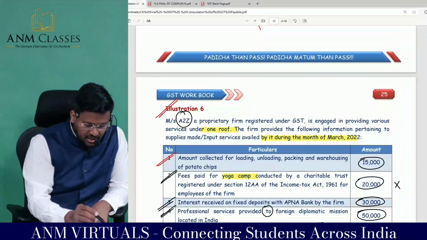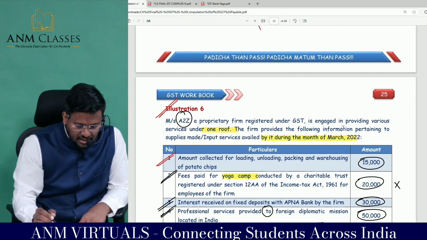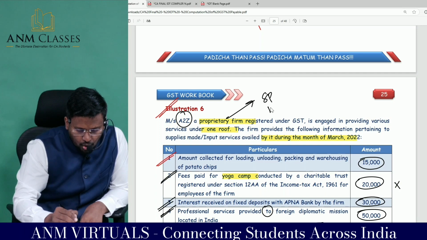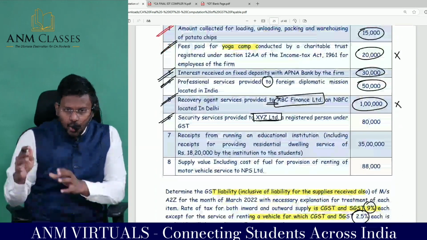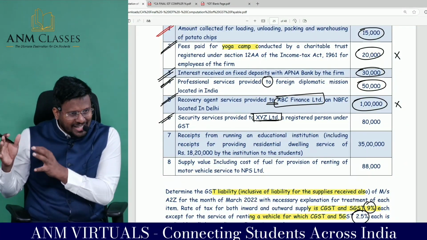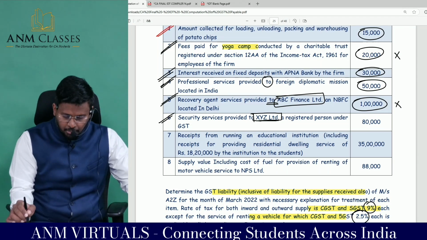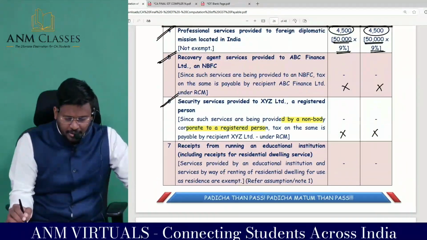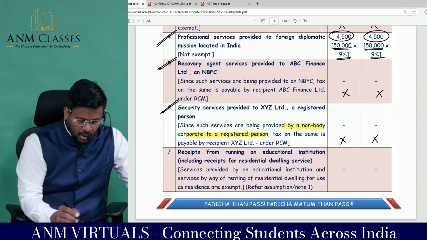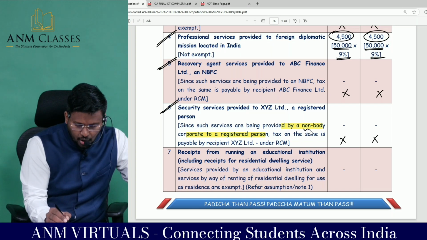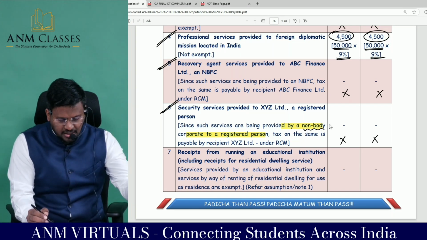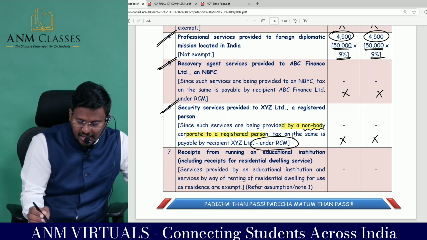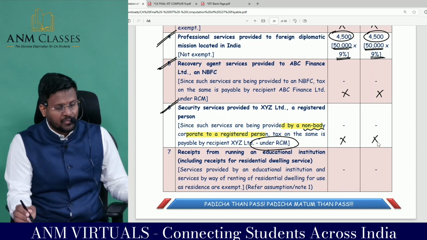So, look at the wording here. Messrs A to Z, a proprietary firm. So, the service provider is not a body corporate. So, a non-body corporate has provided security services to a body corporate. Registered person being body corporate, they are the person who are liable to pay tax on RCM basis. So, since such services are being provided by a non-body corporate to a what person? Tax on the same is payable by the recipient XYZ Limited under RCM. Hence, for us, there is no RCM.